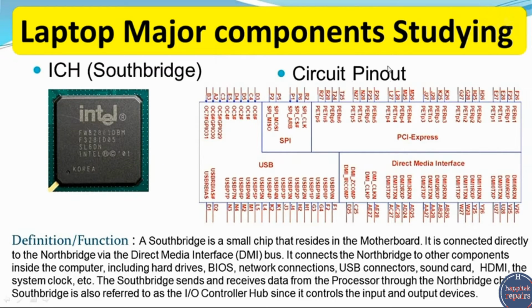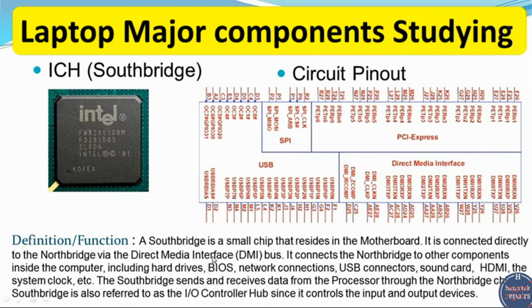As you can see, we have here the SPI controller that is connected to the BIOS. We have here the PCI Express, and the Direct Media Interface or DMI. Here the ICH is connected with the North Bridge via this part. Here we have the USB controller, because the ICH controls all ports in the motherboard, including USB ports, RJ45, HDMI, etc.